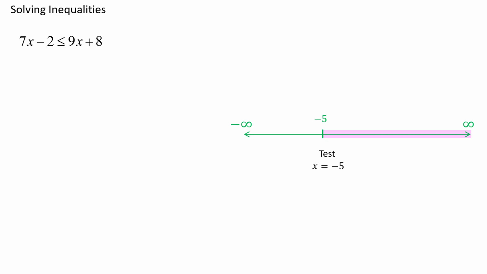The last thing to try, -5 itself. So take the original problem, plug in -5, and do the algebra. When we do that, we get a true statement. -37 is less than or equal to -37 by virtue of the fact that they're equal. And so if that statement is true, then that means that -5 is also a solution. And now I've shown that every number -5 or higher works on this inequality. We can express that using interval notation.